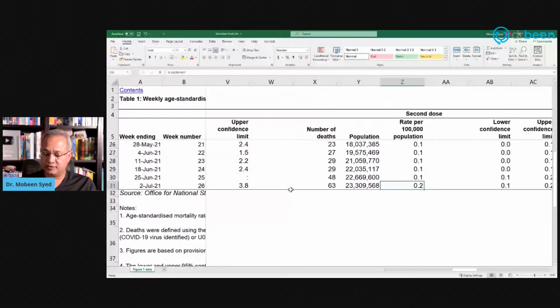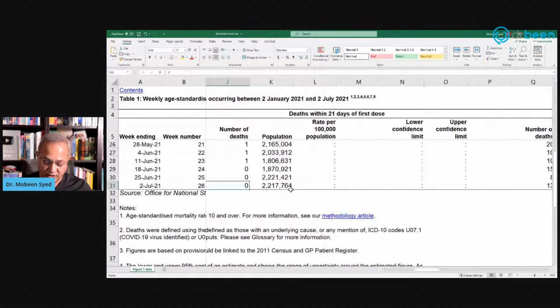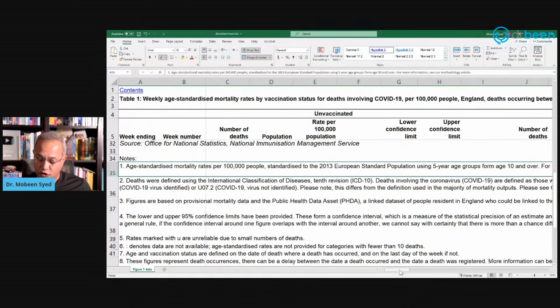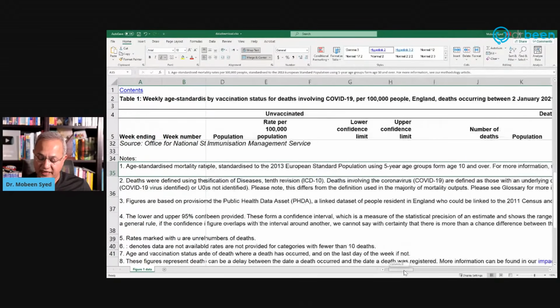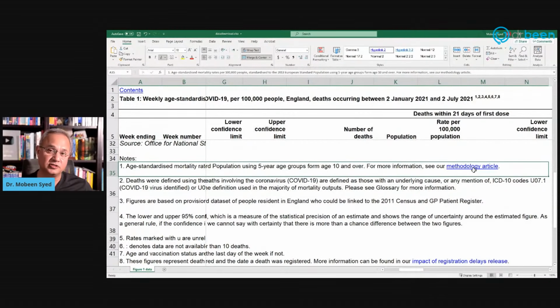And here, that means 2 deaths per million, and 23 million multiplied by 2 is 46. So this number and this rate does not work. And once again, that is because it is age stratified, and they actually talk about it. If you go down here, they say notes, age standardized mortality rates per 100,000 people, standardized to the 2013 European standard population using 5-year age group from age 10 and over. For more information, see our methodology article.